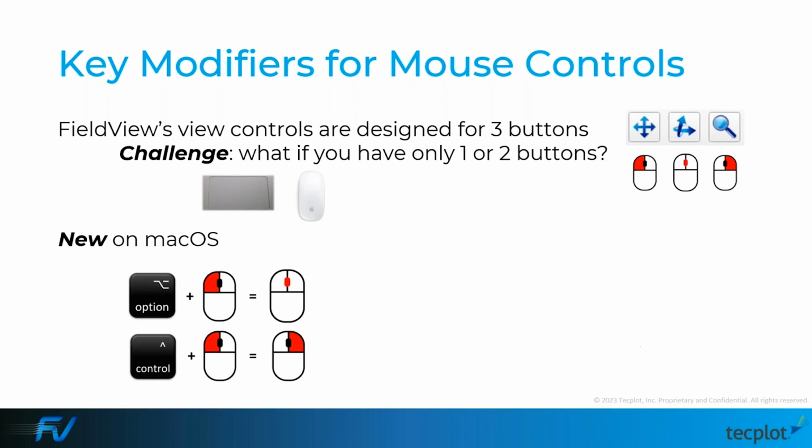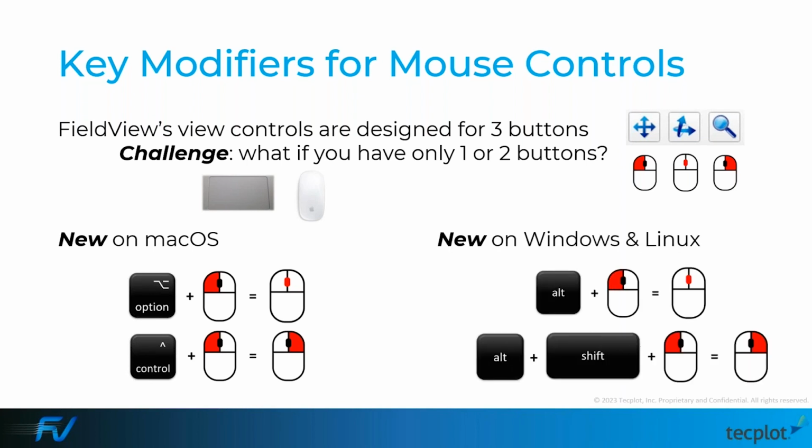We have 2 sets, one for the Mac, because they are the typical key modifiers on this environment. So you use Option and Control. And for Windows and Linux, you can use Alt and Alt-Shift. So Alt for getting the center mouse button and Alt-Shift for getting the right mouse button. And with that, with any control device, you'll always be able to adjust the view the way you want in FieldView.